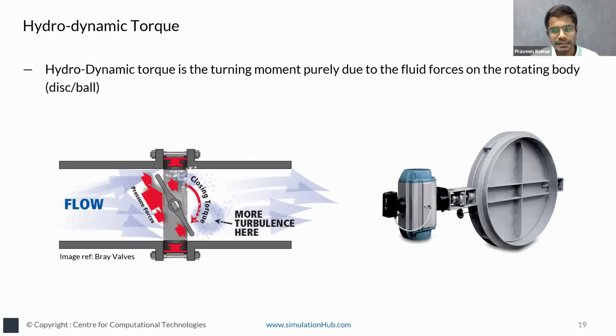So hydrodynamic torque is the turning moment purely due to the fluid forces around the closure member or rotating body. Okay, so let's take the case of a butterfly valve, where you can see the disc is at some partial opening, and the flow is from left to right. Due to the flow, there are pressure forces and liquid forces acting around the rotating disc. Especially the leading and trailing edge of the disc experience different velocity as well as pressure. This imbalance in the pressure causes a turning moment.